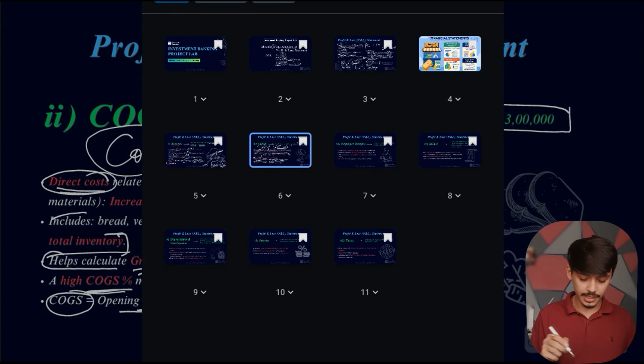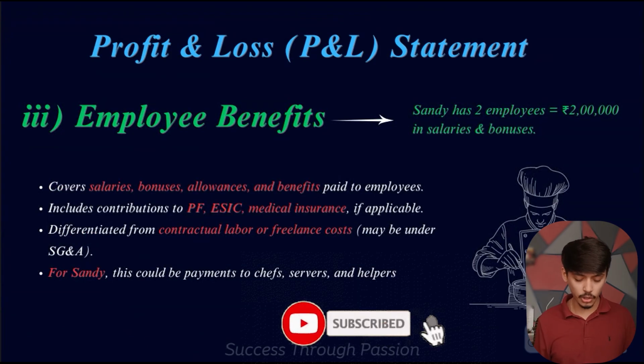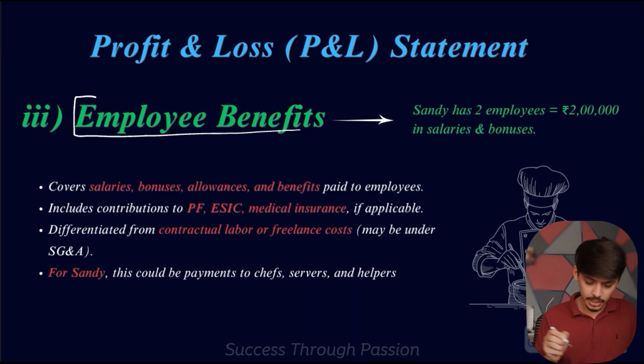Now after COGS, there are all the operating expenses that a business incurs. So the operating expenses are all the expenses that you incur to run the operations of a business. And the first one over here is employee benefits, which means the expenses incurred towards the employees that your business has. So we have 4 points to understand about employee benefits.